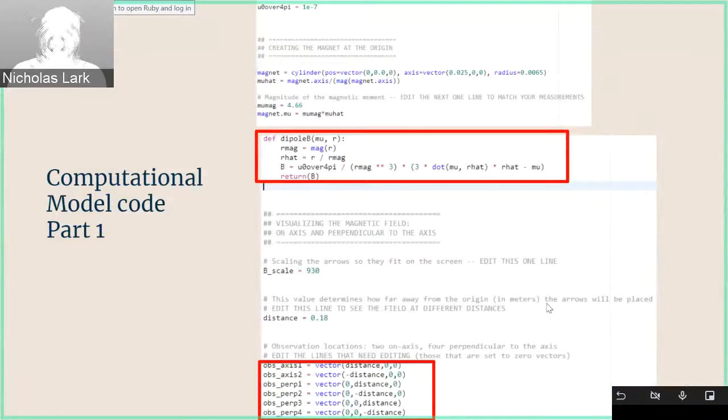Here's the actual code. As you can see at the top, we start off by defining some constants throughout, such as mu mag, and then next I make a function to compute the magnetic field of the dipole. And then next I set up all my observation locations, which we want to find the direction and magnitude for.